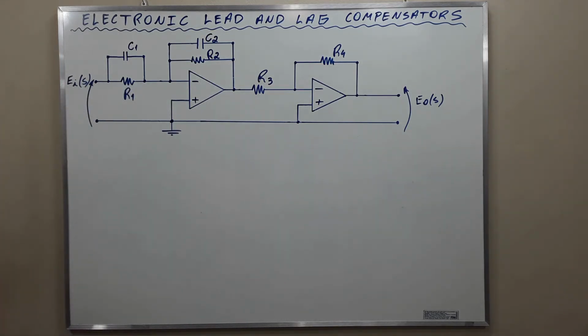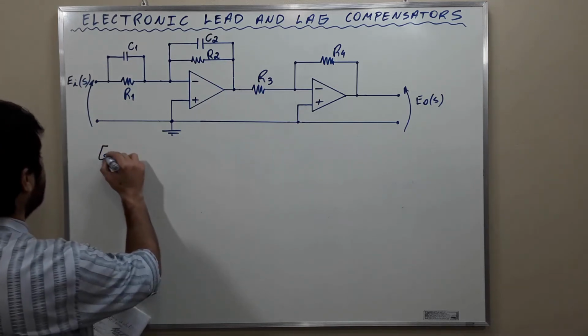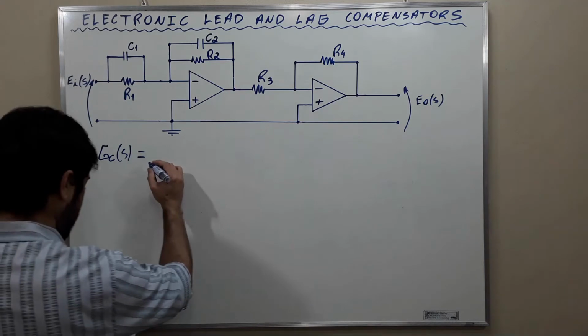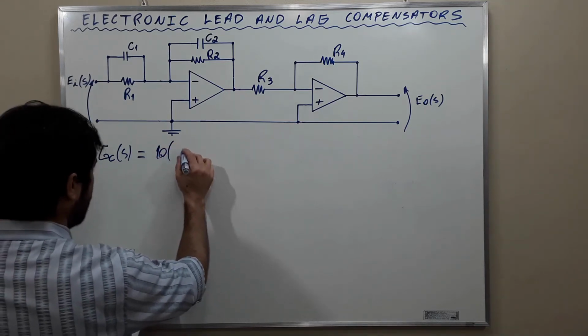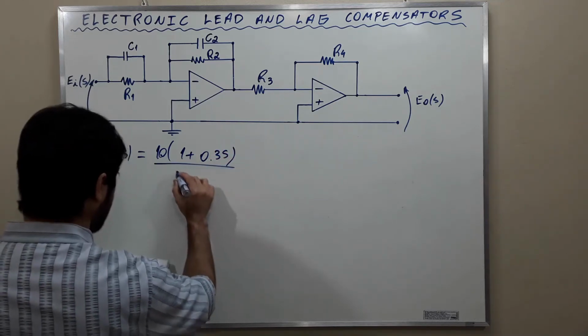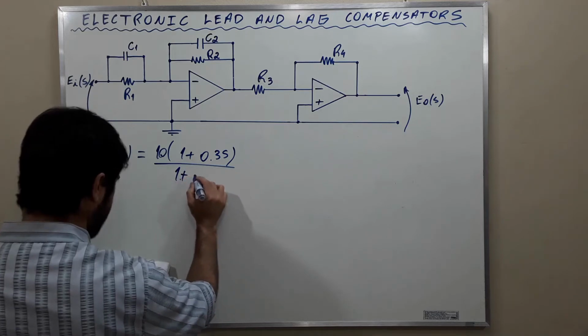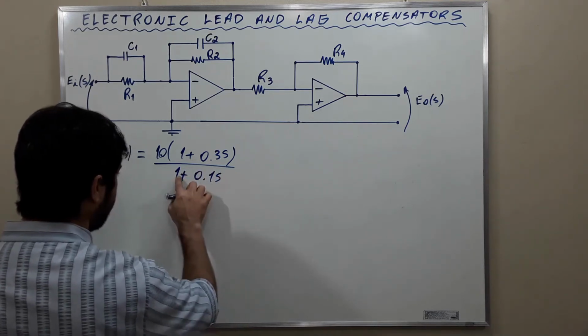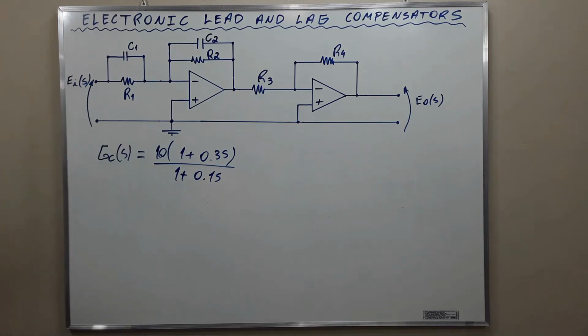The exercise: what is the maximum phase shift a lead compensator represented by the transfer function would provide? The transfer function is Gc(s) equal to 10 times (1 plus 0.3s) over (1 plus 0.1s). Okay? What is the maximum phase shift a lead compensator represented by this transfer function would provide?